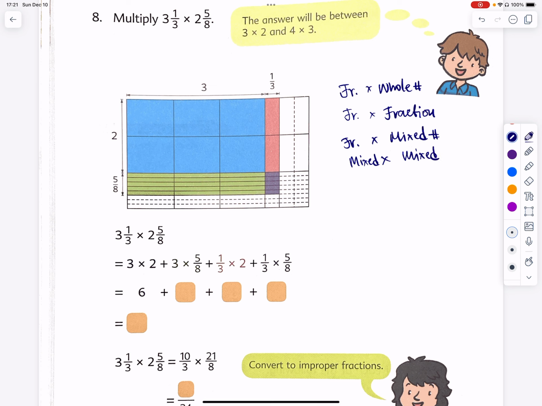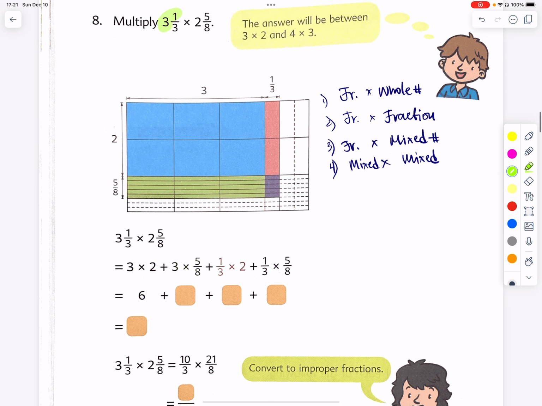This was part 1, part 2, part 3 in our previous videos, and today we're focusing on how to multiply mixed numbers. So we have an example in front of us, and it is to multiply 3 1/3 by 2 5/8. How do we do this?